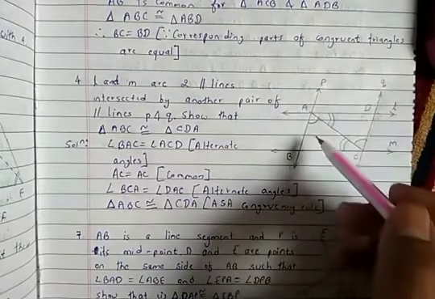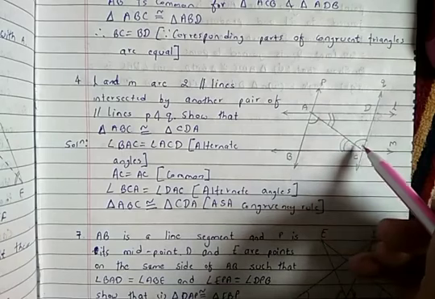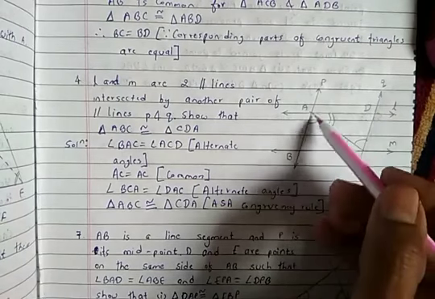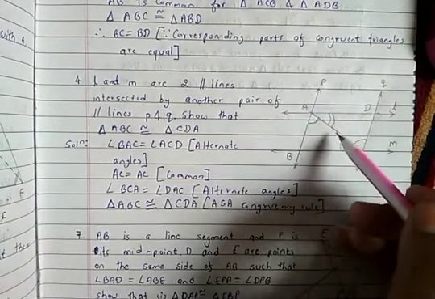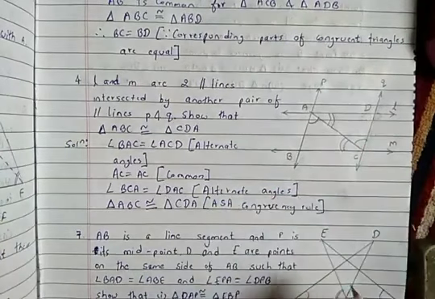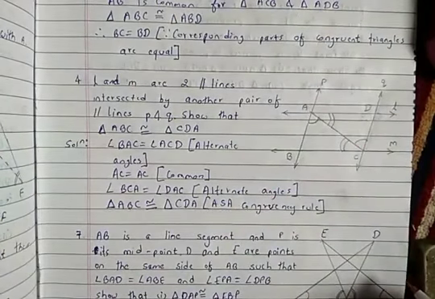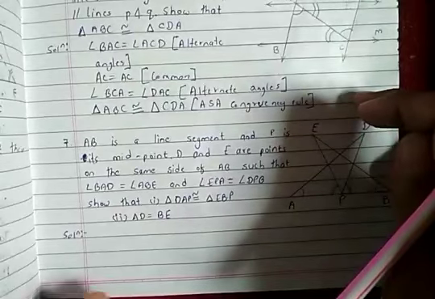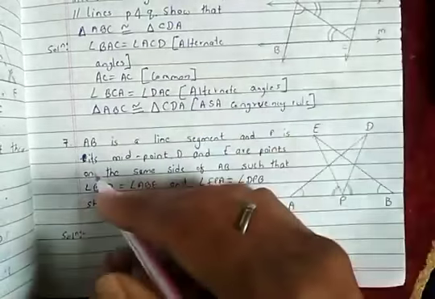right? This angle, this side and this angle, okay? Two angles and one side are equal, so you can say that they are congruent to each other, right? Now let's solve question number 7.